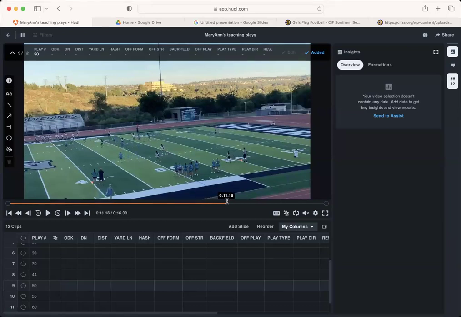If we have a forward pass on this play, we have an incomplete pass, and we're going back to the line of scrimmage. If we have a backwards pass, we could be spotting the ball from further back.